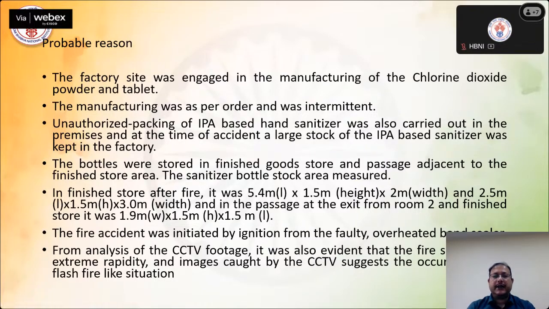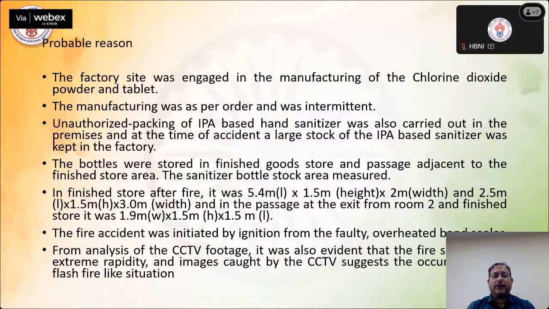But what they do is they generally take their factories and unauthorized production got started. They are selling in the market and are earning a huge amount of revenue. So that is why they're keeping all these things. The bottles were stored in the finished goods store and the passage adjacent to the finished store area. The sanitizer bottle stock area measured in the finished store.